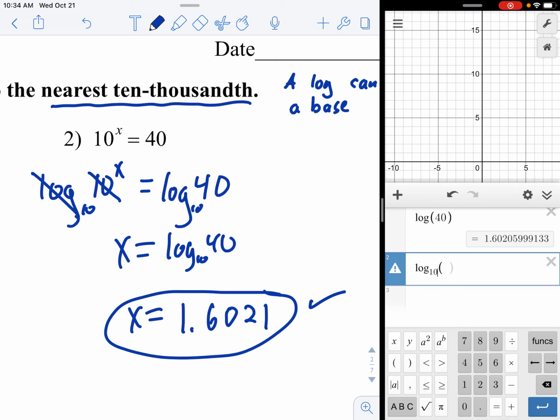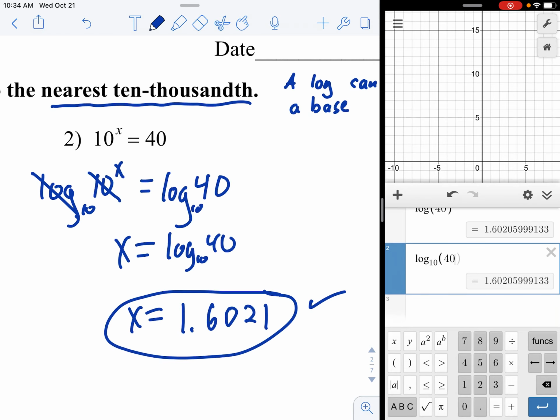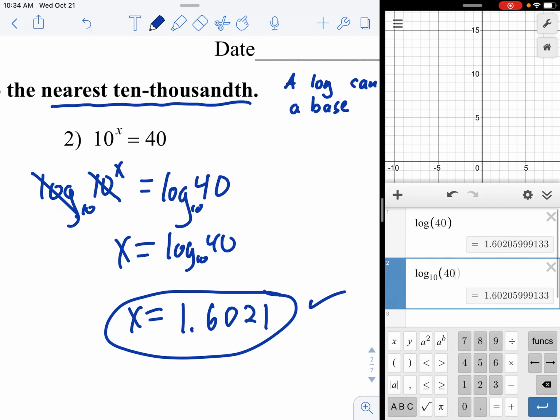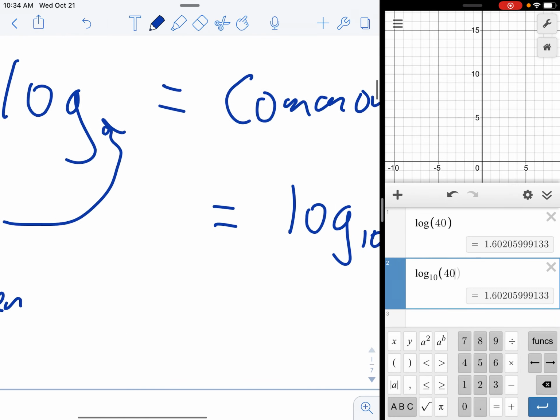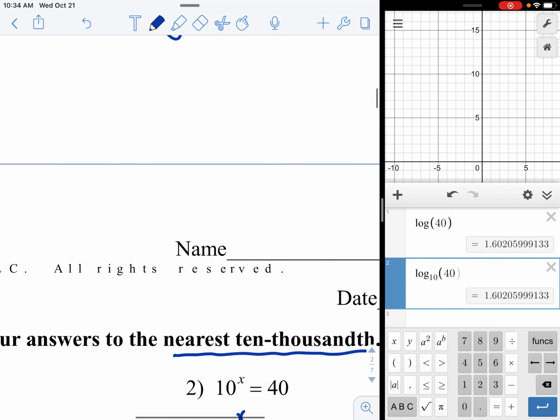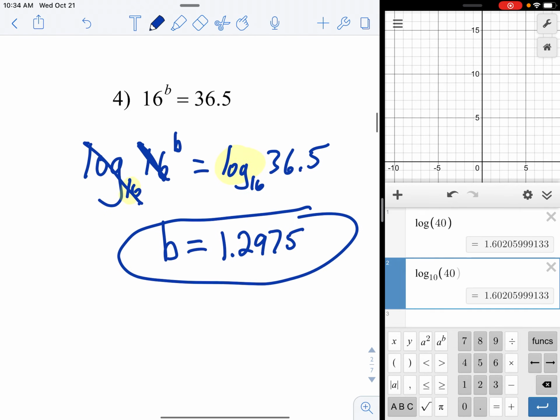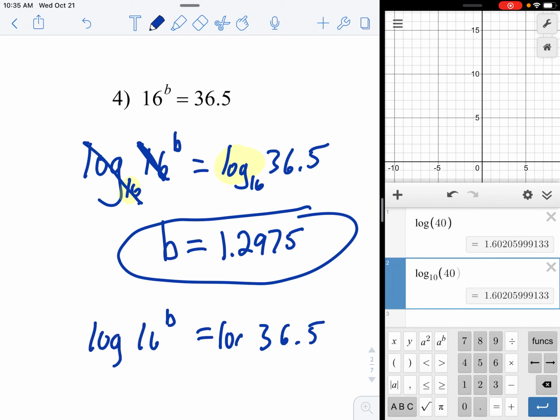Do you want to? Does it make a big difference? At this point in technology, no, it doesn't make a big difference. They're both the same. But in terms of just having a well-rounded base of knowledge when it comes to math, you should know that a log with no base written is equal to log base 10. Will that work on this problem here? If I had 16 to the b equals 36.5, can I do the common log of both sides?